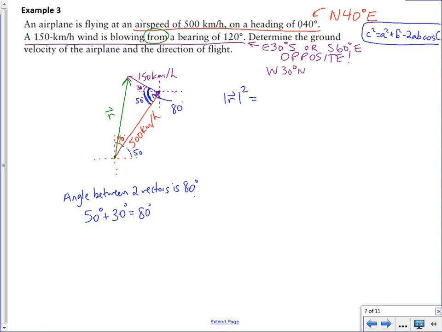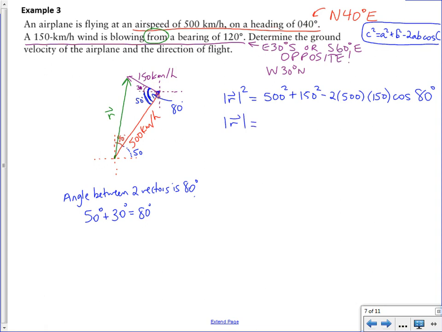Just use it. So the resultant is your C. And then the A and the B are just going to be the magnitudes of the other two sides. So I'm going to go 500 squared plus 150 squared minus 2 times 500 times 150 cosine of the angle between, we found that angle between to be 80.